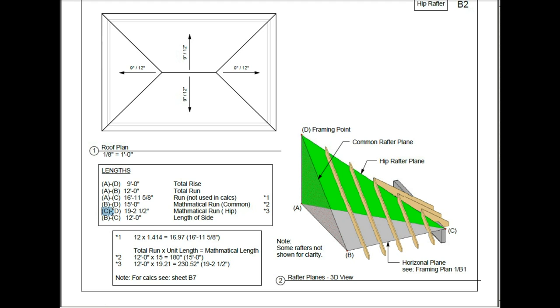Point C to point D, mathematical run. This is going to be 19 feet, 2.5 inches. If you'd like to take a closer look at the math right now, just refer to asterisk C, and it spells out the total run at 12 times the unit length times 19.21. This gives you a mathematical length of 19 feet, 2.5 inches.